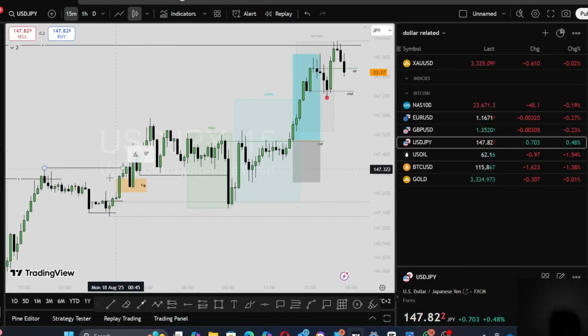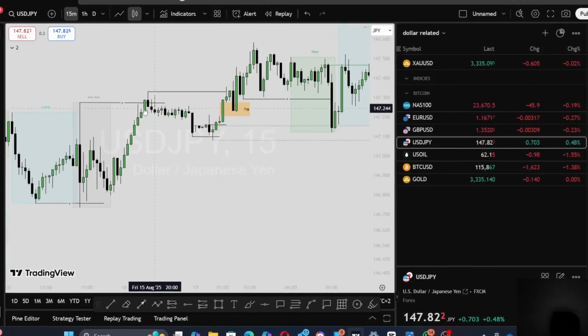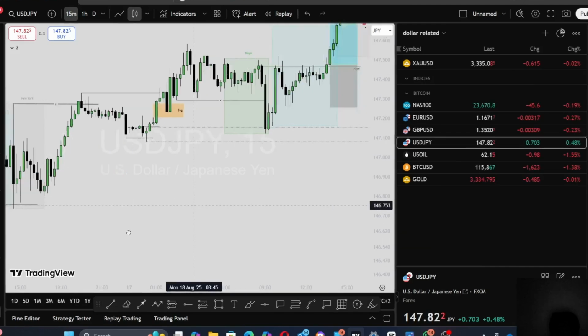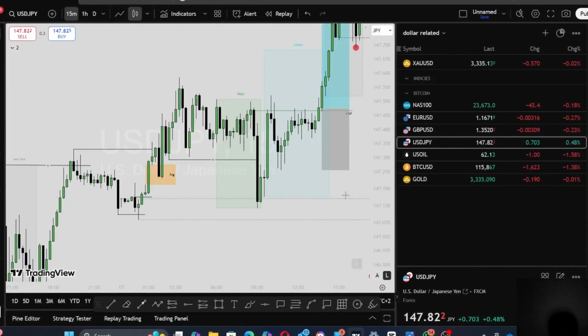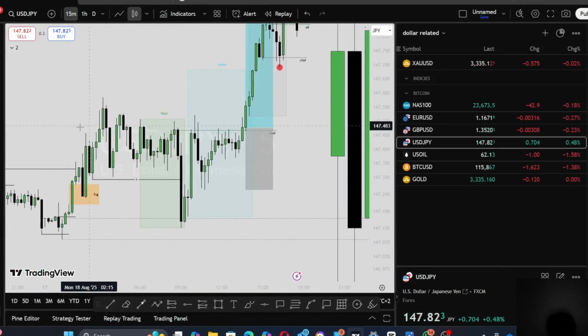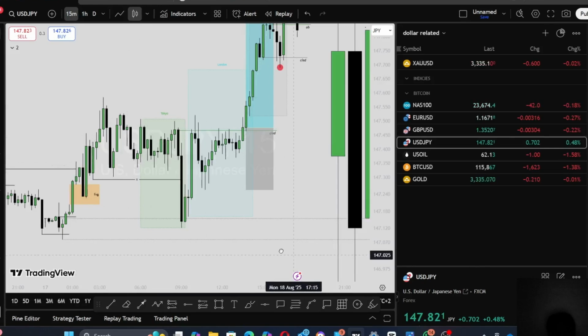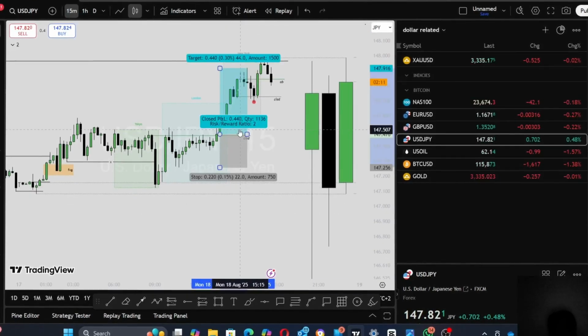For example, here, all this price action, I would have avoided. Not avoiding in the sense that I don't consider it in my market structure. Avoiding means I don't take positions outside of these boxes right about here, right?